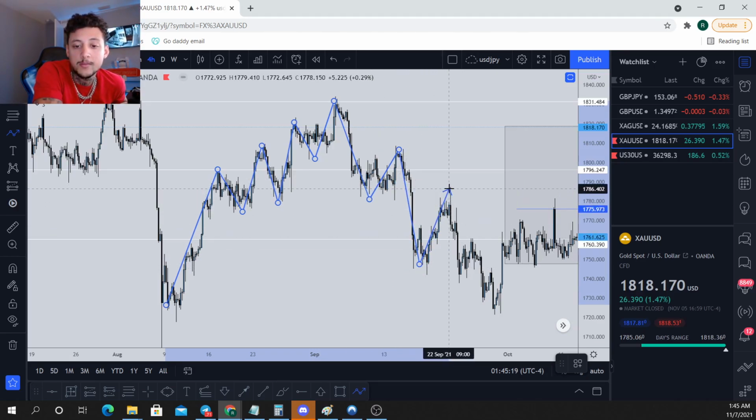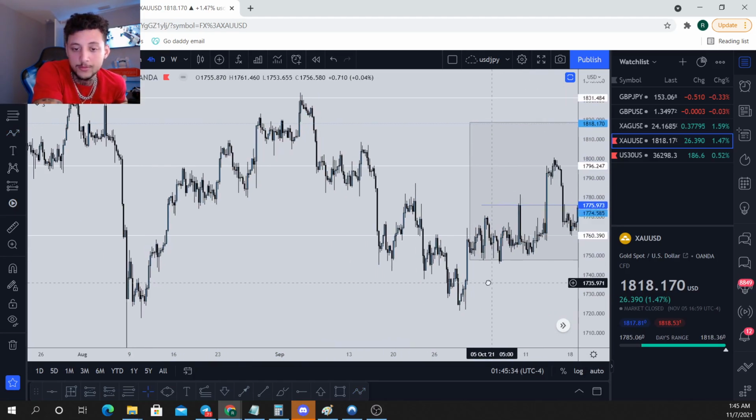What happened after that three-leg extension? Price pulled back yet again, lower high, and then lower low, then a lower high, lower low, lower high, lower low. Then look at this, break to the upside, higher high, right? And then price kind of just consolidated and moved on from there.